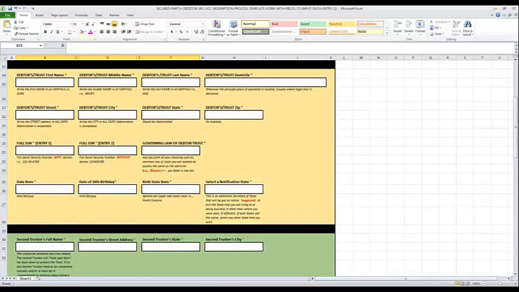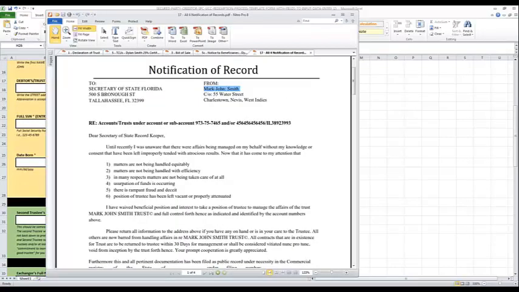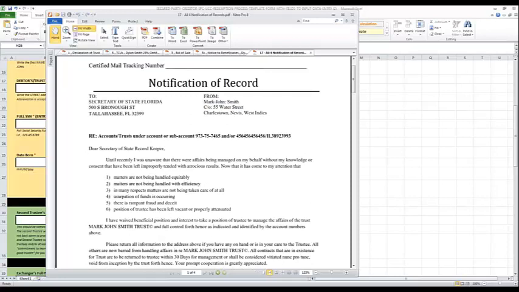But this gives you all the fields: the governing law of the debtor, the date you were born, the date of your 18th birthday, a second notification state, where you're going to send this notice to. You're going to notify the Secretary of State in the state that you were born in, and the Secretary of State in another state, preferably a state that you live in, if it's different than the one that you were born in. Those would be two really good states to notify.